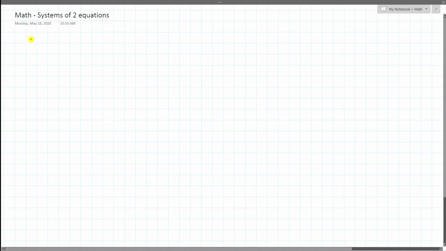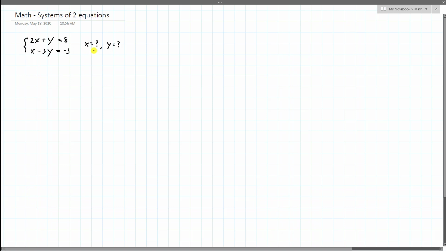I have on my notes 2x plus y equals 8, and x minus 3y equals minus 3. So the question is, x equals what, y equals what? Right, so we're looking for two values, and they each are the solution of one unknown. Okay, so how do I solve this problem?